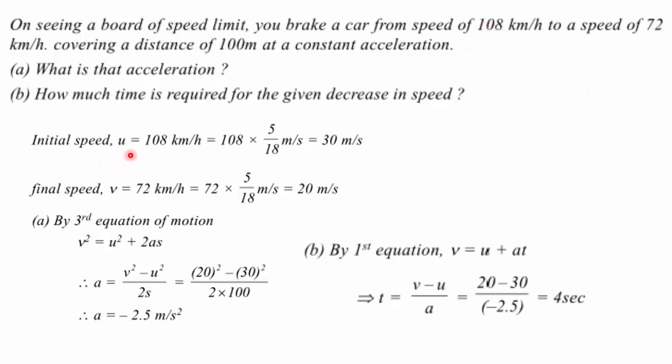So first I will take the initial velocity as 108 km per hour and convert it to meters per second. Final velocity 72 km per hour, I convert to meters per second. And I use the third equation, v square is equal to u square plus 2as. s is the displacement, v and u are the final velocity and initial velocity. If I substitute, I get the retardation or negative acceleration, which is 2.5 meters per second square. Then I use the first equation, v equal to u plus at, and substitute this value of acceleration here and get the time by which this car has reduced its speed from 108 km per hour to 72 km per hour.